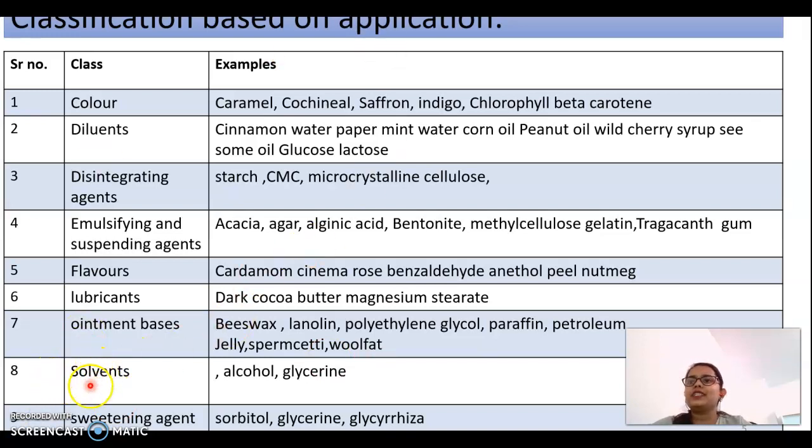Solvents. The next category is solvents, in which there are many: alcohol, glycerin, acetone. In daily basis you are using them in the lab, right? Then sweetening agent. In sweetening agent: sorbitol, glycerin and glycyrrhizin. So these are the examples of sweetening agent. So in exam they will ask you the question: define and write down the classification for pharmaceutical aids. So you can write this classification.